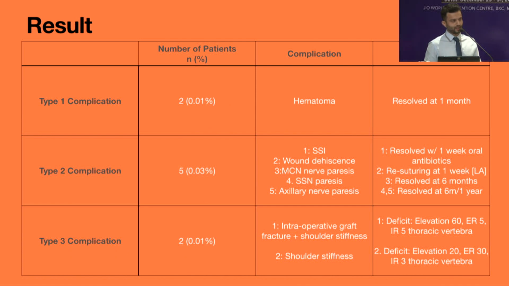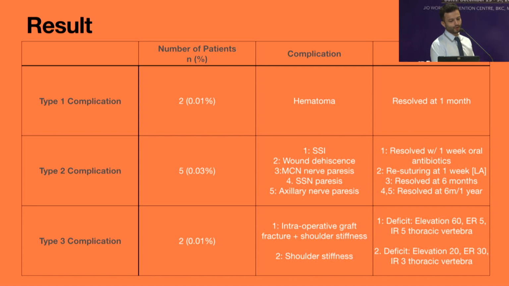Just to segregate the complications that we faced, we had 2 type 1 complications, which was hematoma in a patient, which resolved at the end of 1 month. 5 patients had type 2 complications, out of which, like I mentioned before, 3 were nerve paresis, which resolved by 6 months to 1 year. We had a wound dehiscence, which was addressed by resuturing done under local anesthesia.